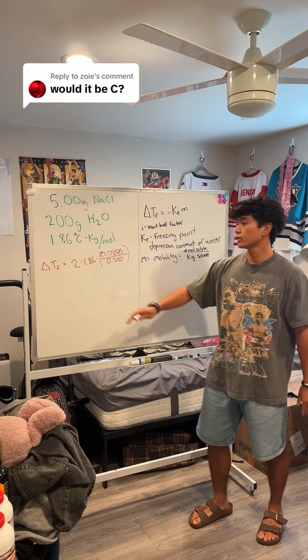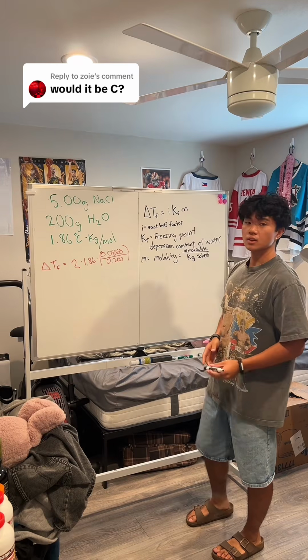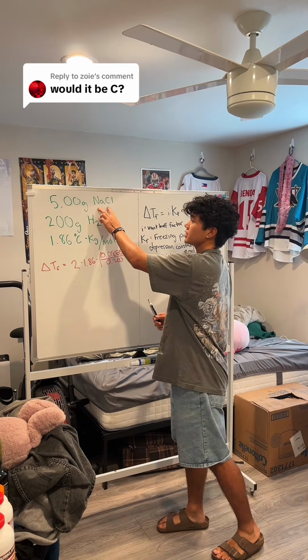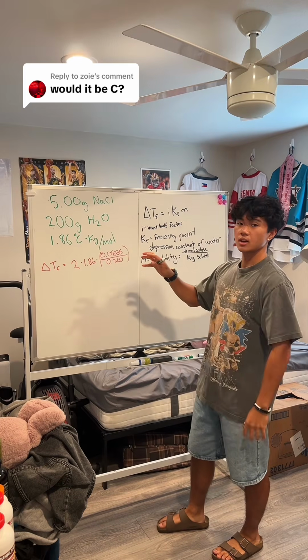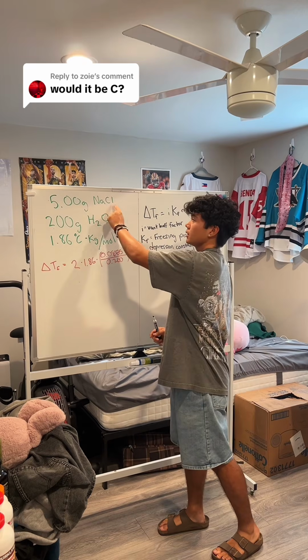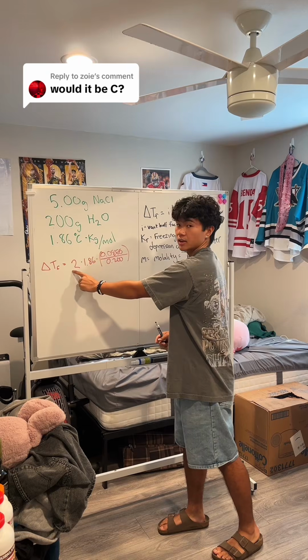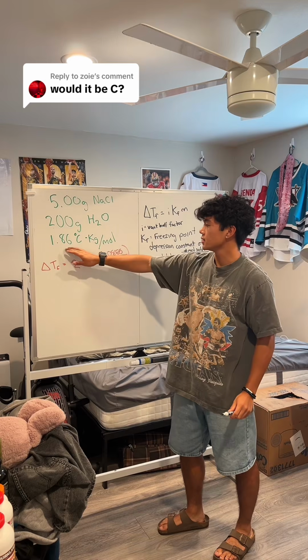So if we look at the filled out formula I have here, we have 2 as our I. Now why is our I 2? Well, NaCl is going to dissolve into an Na ion and also a Cl ion, meaning that we're going to have 2 separate particles. So 1 Na, 1 Cl, which is 2, so that's why our I equals 2. Our Kf was already given to us, so 1.86.